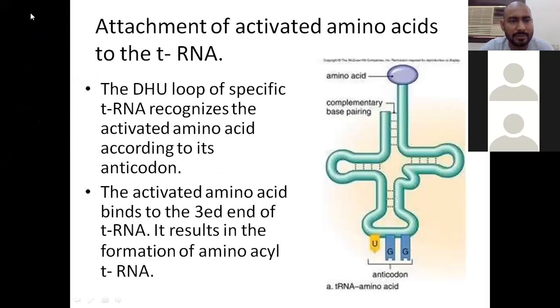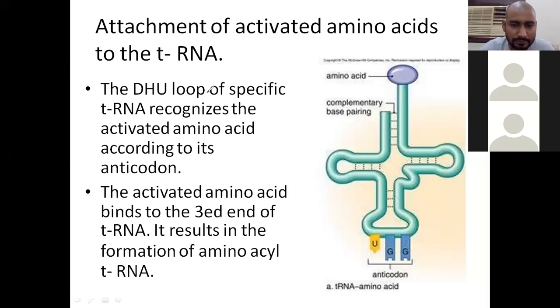The next step, number two, is the attachment of the amino acid to the tRNA. This is also known as the charging of tRNA, or activation, the attachment of the amino acid to the tRNA molecule.